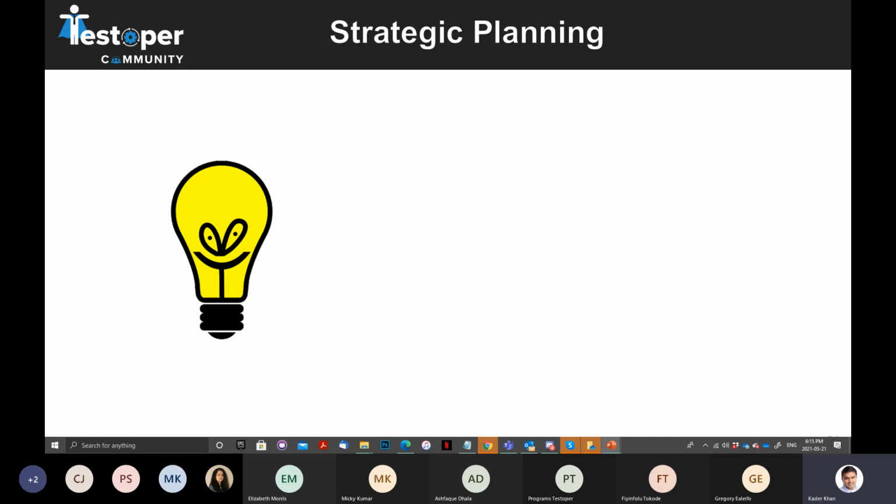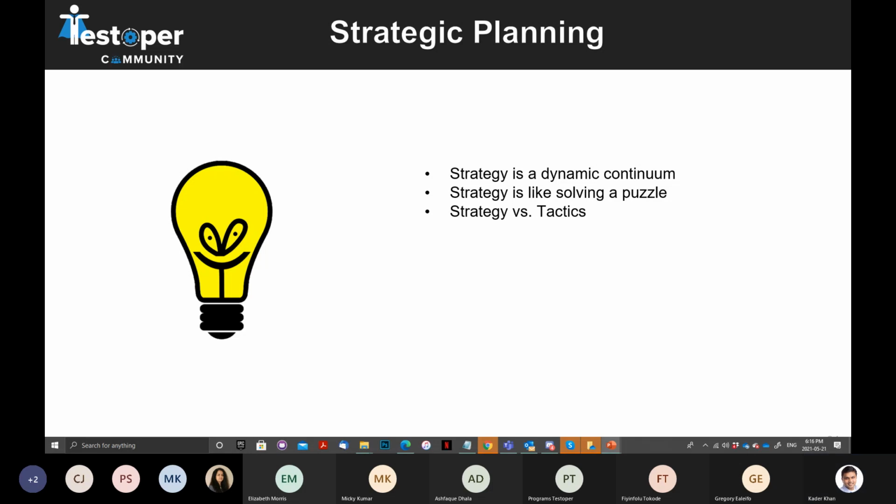Okay. And then from the next session, what we are going to do has already been discussed. So let's get started with strategic planning. So what is strategic planning? First of all, what is a strategy? Anyone can comment on that. Whatever you have in your mind, can you please share? What do you understand by the word strategy?